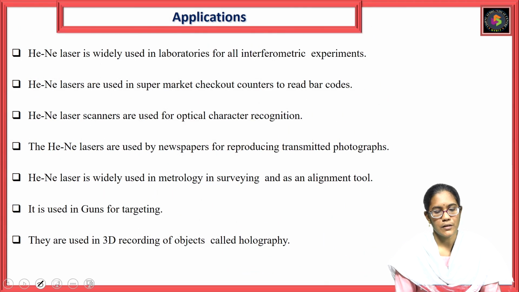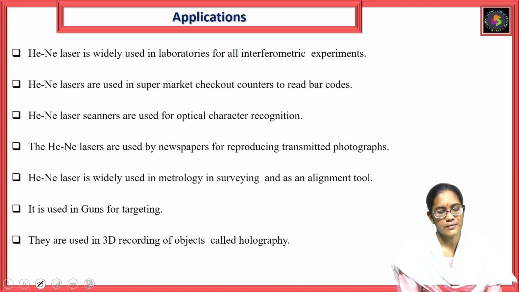Next, coming to the applications. Helium neon lasers are widely used in laboratories for interferometric experiments, and are mostly used in supermarket checkout counters to read barcodes. Helium neon laser scanners are used for optical character recognition, and are also used in high security systems to recognize things.